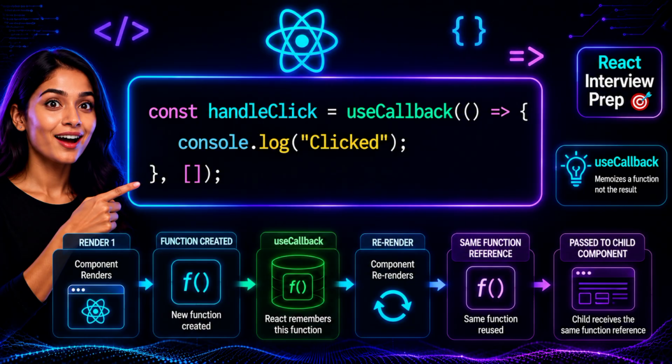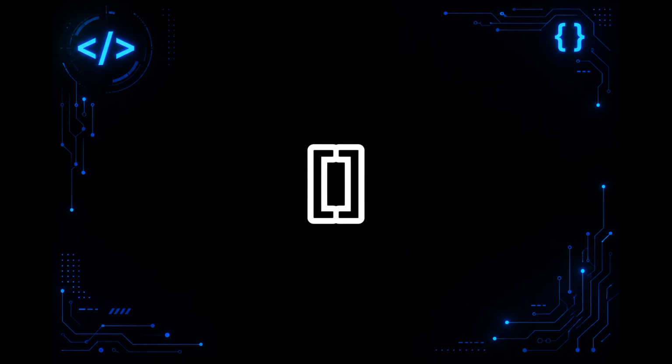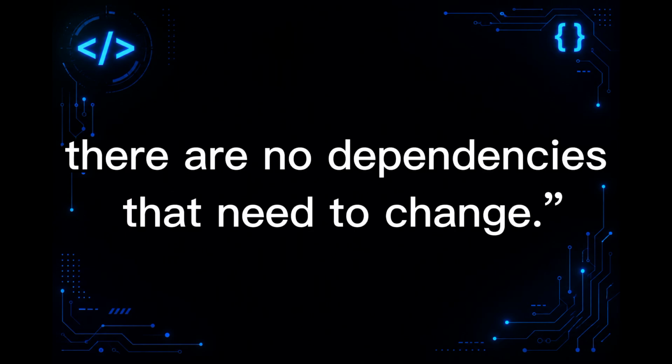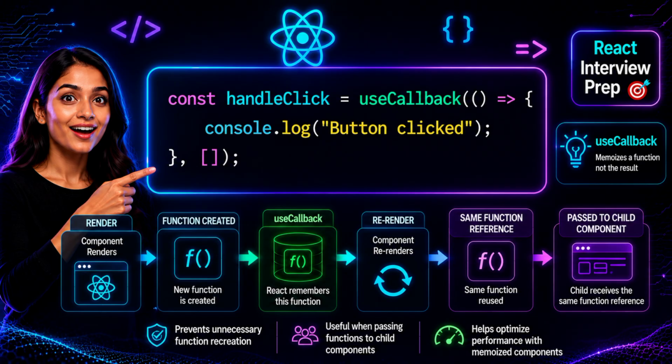Look at this syntax. Let's understand it step by step. Here, we create a function called handleClick. We wrap that function inside useCallback. And the empty dependency array means React can reuse the same function as long as there are no dependencies that need to change.